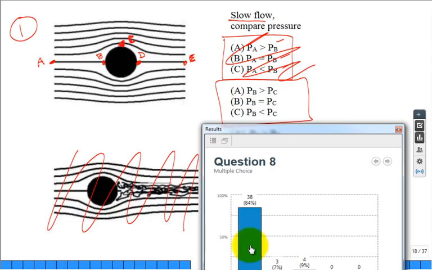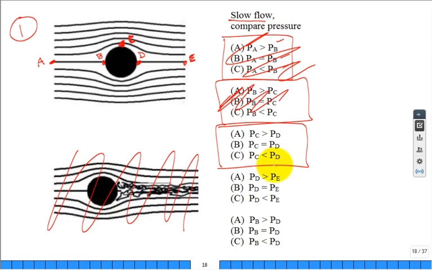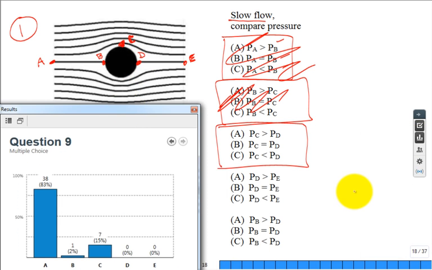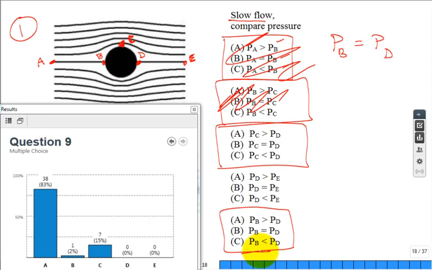Okay, let's compare the pressure at C and the pressure at D. What's the difference between the pressure at B and the pressure at D? Maybe I should have asked that one first, right? Let's do this one verbally. Who's risky enough? Yes, sir? I think they're equal. That's right. For Stokes flow, for low speed creeping flow, they're equal. That's one of the conclusions. So basically, the pressure at C is low compared to the pressure at D, isn't it? So which one is right?